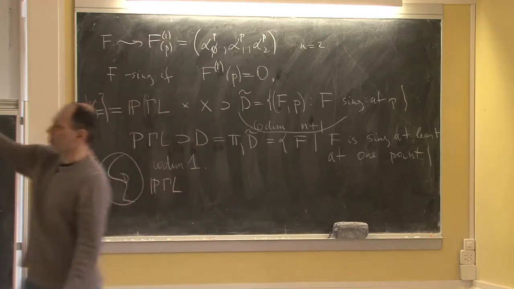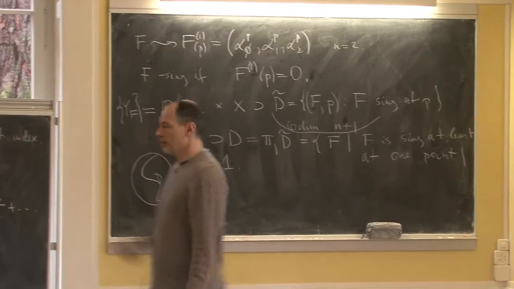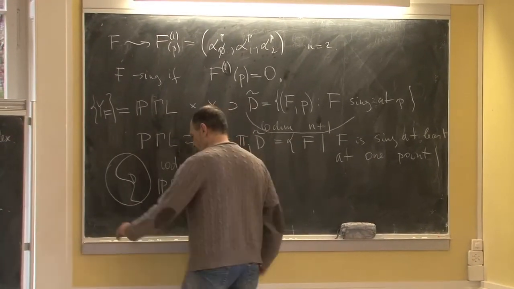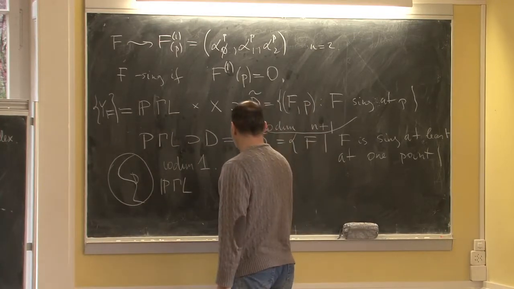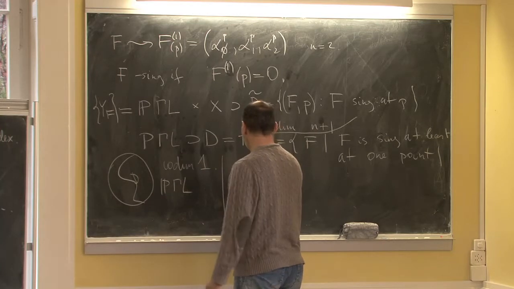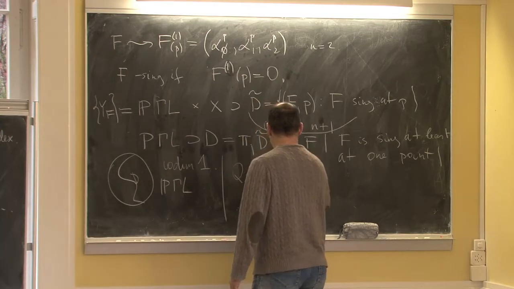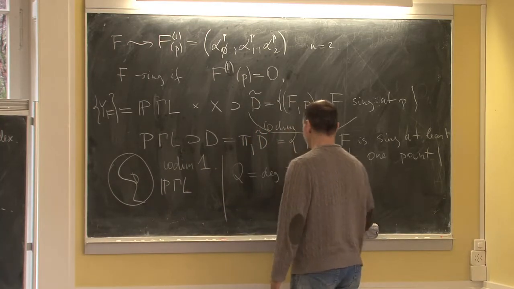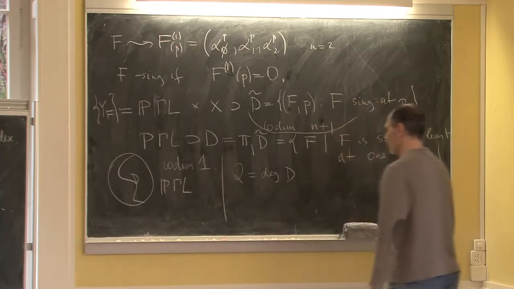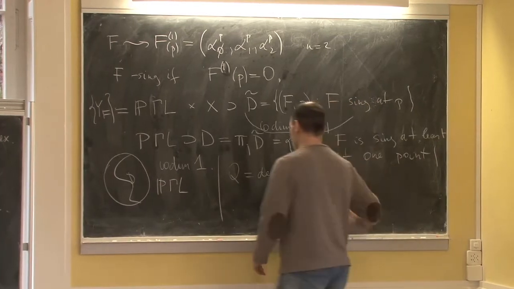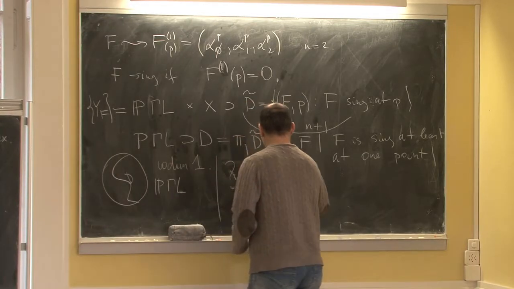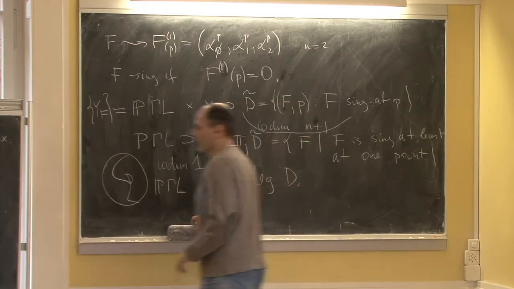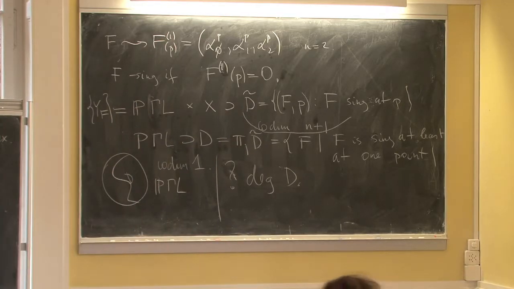So the problem we are trying to solve, the real question more precisely, is the degree of D as a subvariety in this projective space. Okay, so this is what we're trying to calculate.